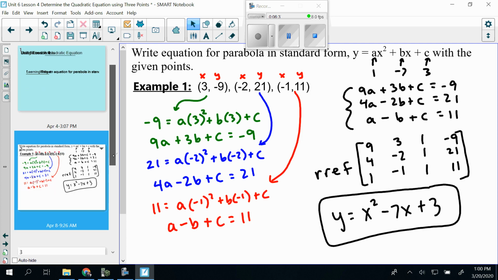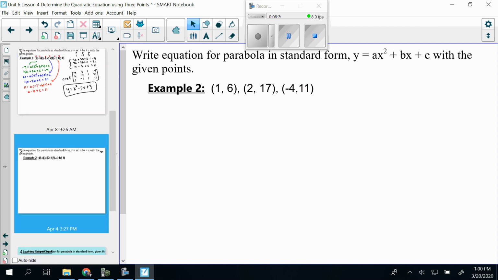All right, let's try one more together. So first off, let's start out together here again and see if we can come up with these equations. So again, this is an x and a y here. So let's plug that in and see what we get. So we're plugging 6 in for y. We're plugging 1 in for x.